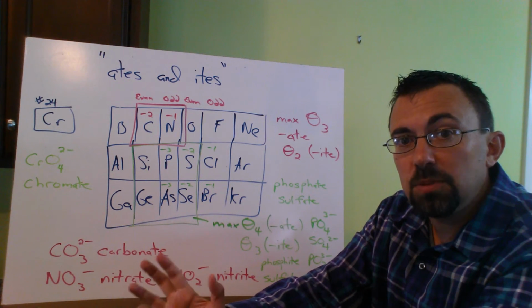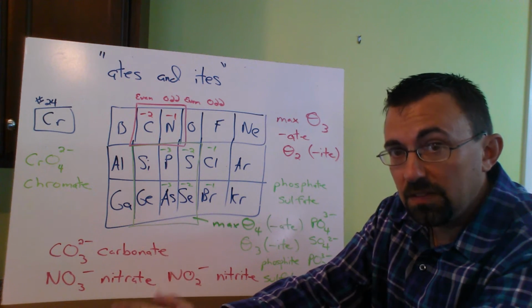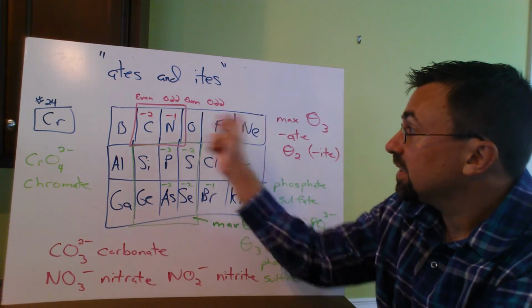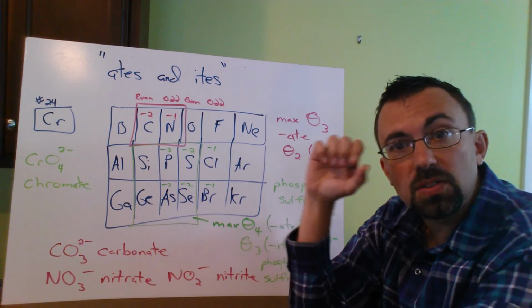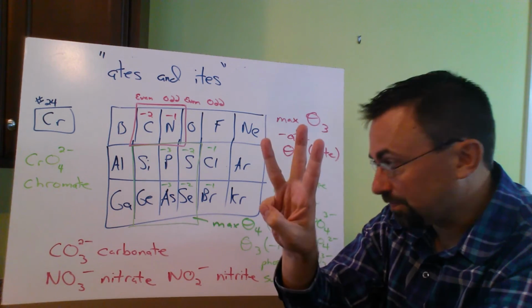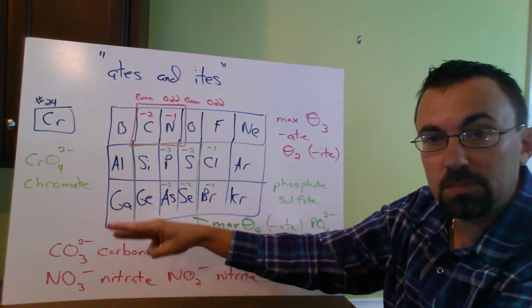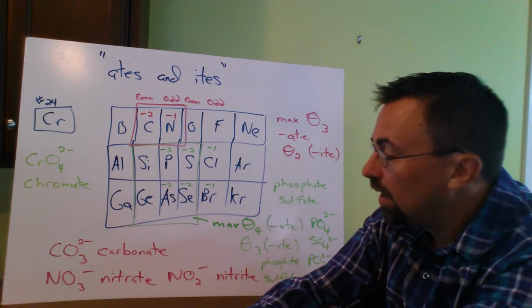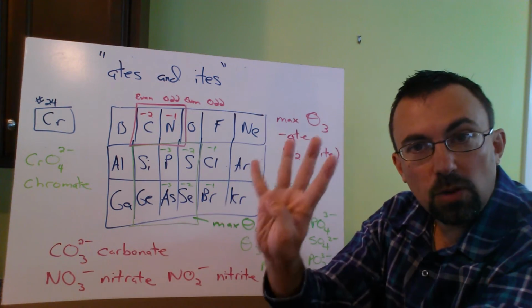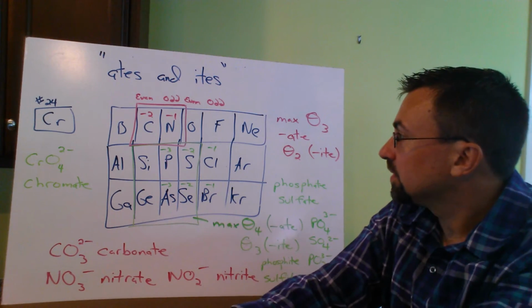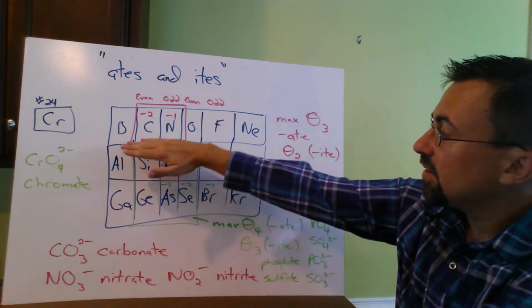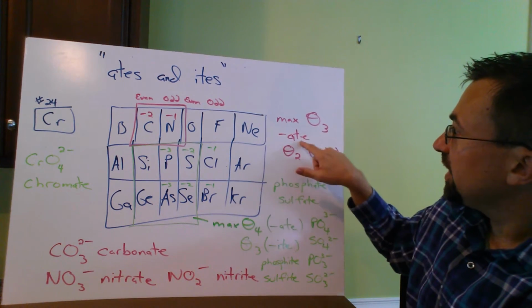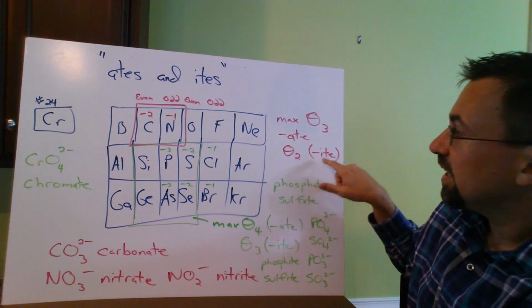If it's got the maximum number of oxygens, we put -ate. If it has 1 less than the maximum, we put -ite. Now, the atoms at the top of the periodic table are very small, so they can hold fewer oxygens. Once we get past that top row of the P block of the main group, they're bigger and they can hold 4 oxygens. So really the outliers are the top, so carbon and nitrogen. We're going to have 3 oxygens will be an -ate ending, 2 oxygens will be an -ite ending.